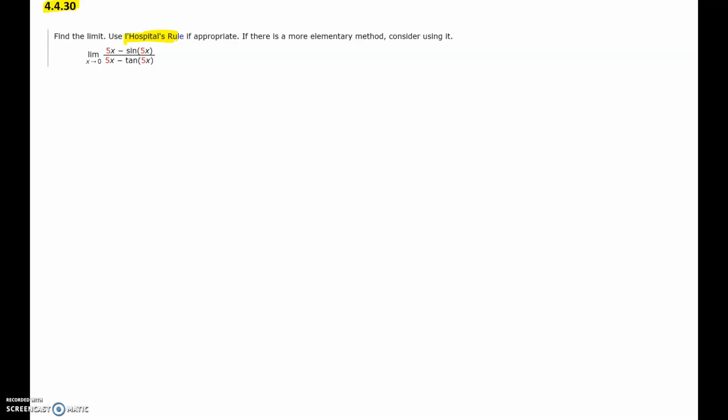As we normally do in limit problems, we will plug and play. If it doesn't work, then we will apply different techniques. If you plug in x approaching 0, it's 5 times 0, which is 0, minus sine of 5 times 0, which is sine of 0, divided by 5 times 0, which is 0, minus tan of 5 times 0, which is tan 0. So the numerator is 0, the denominator is 0. It becomes an indeterminate quotient.